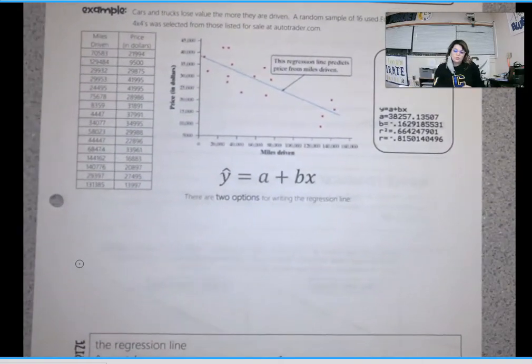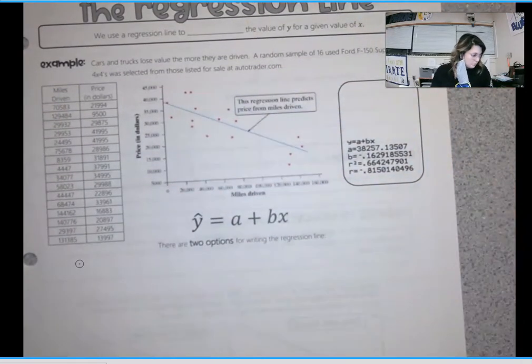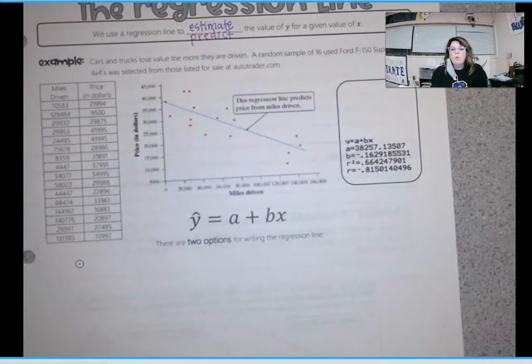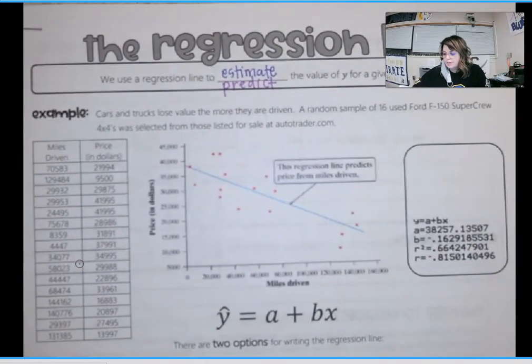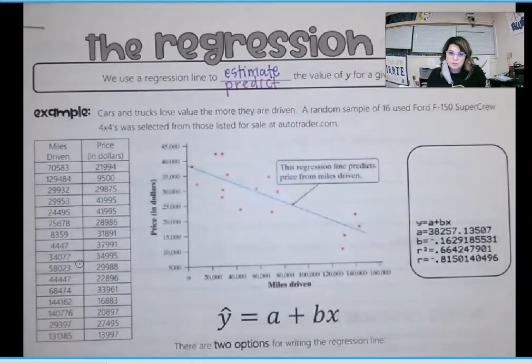So we use a regression line to estimate. And we should probably also add in the word predict here, to estimate or predict the value of y for a given x. I can't tell if it's just my cheap glasses that are making this look blurry or if it's blurry. I think that might be a little bit better.